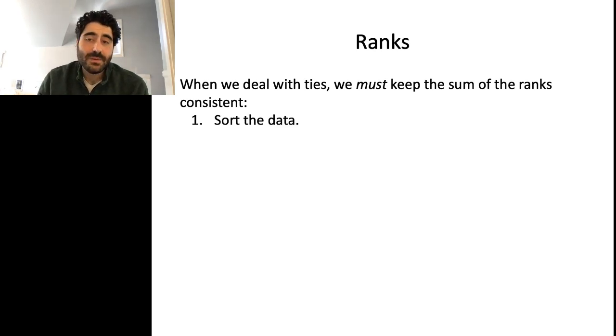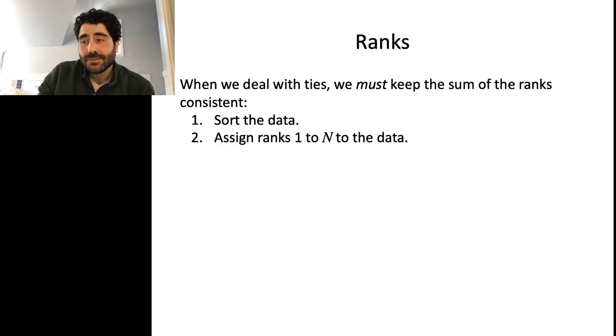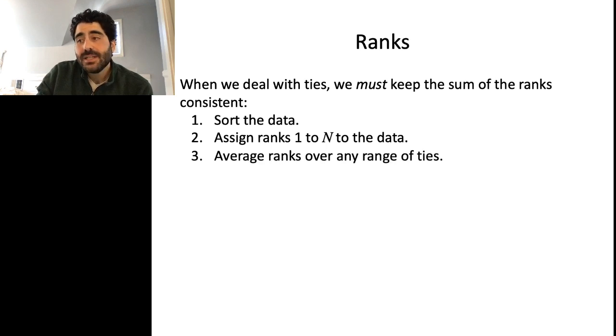The way that we do this is, first of all, we sort the data. If there's ties, it doesn't matter how those ties are arranged, but we're going to sort the data as best we can. We're going to assign ranks to the data, and then we want to average the ranks for any ties.